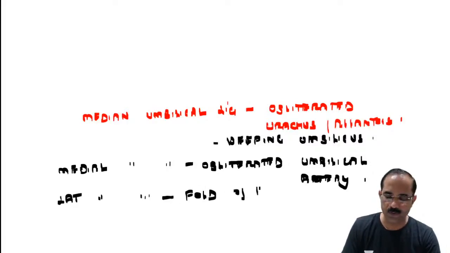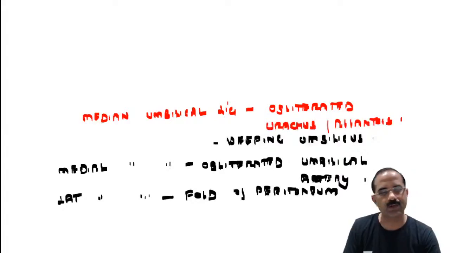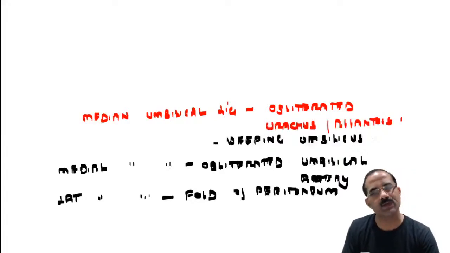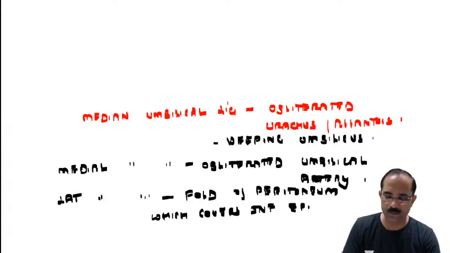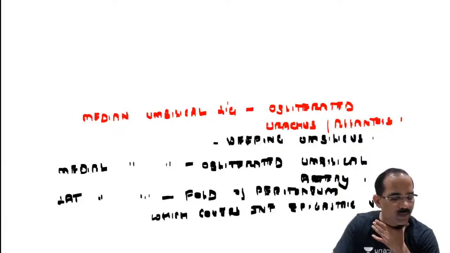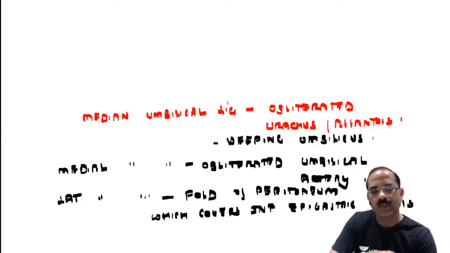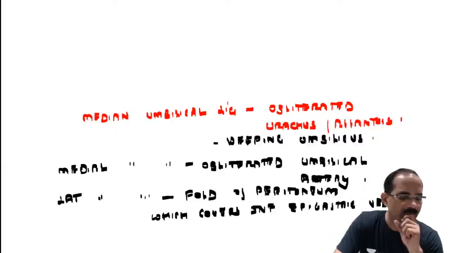That is a fold of peritoneum. It's not an actual ligament. Lateral umbilical ligament is just a fold of peritoneum which covers the inferior epigastric vessels. So I told you this also: medial, lateral umbilical ligament. Clear, students?